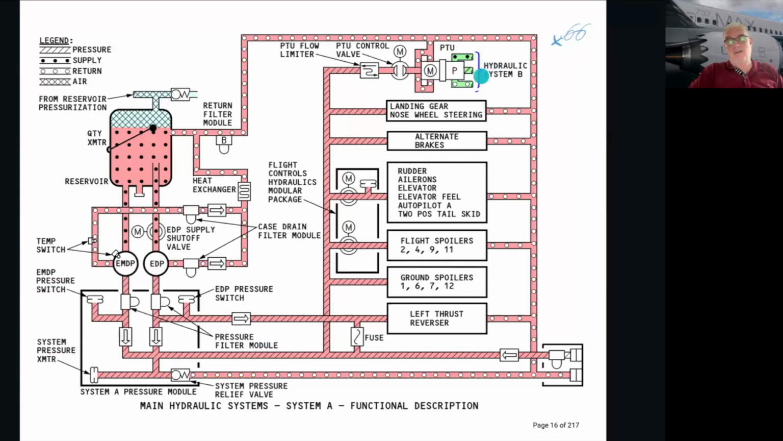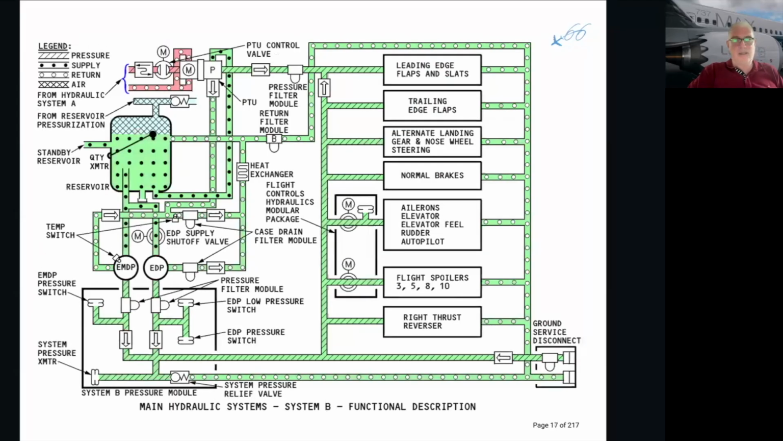Okay, some systems, as you remember, the slats and flaps, we need those. That's the only thing we actually use the PTU for, is for the auto slat deployment when we're approaching a stall, because we really need those slats if we're approaching a stall. This is system A. System B, practically identical, except you have system A supplying system B through the PTU, and you see it goes through a check valve and then supplies only, look at this, only the leading edge flaps and slats.